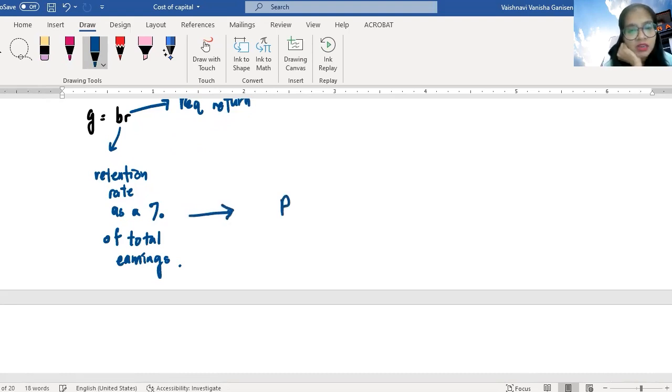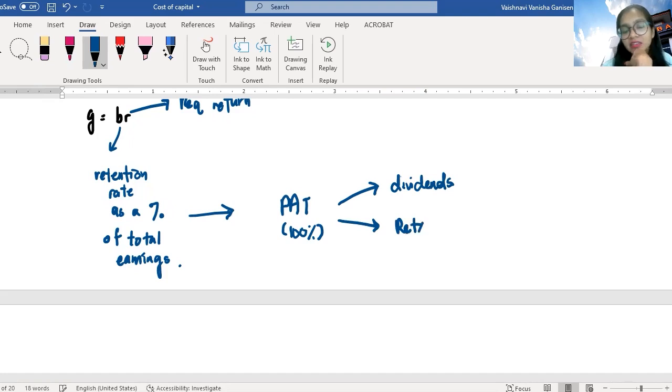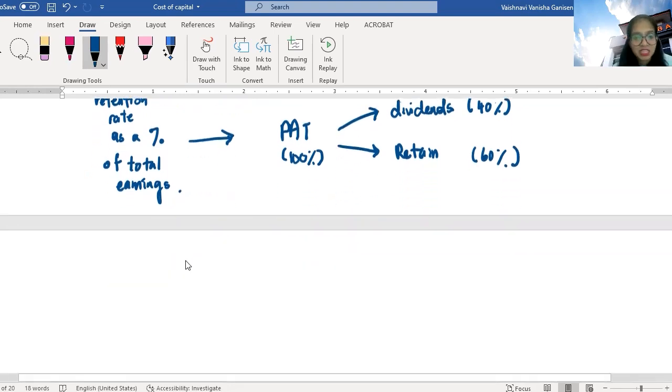So, assuming my PAT is my total earnings, this is 100% of the earnings. Out of my PAT, normally I pay dividends, and the remaining I will retain in my organization. So to calculate my retention rate, let's say he paid out 40% as dividends. Your retention rate will be 60%. But guys, sometimes your examiner is not too kind. He won't always give you a percentage. What are alternative methods that he would use?